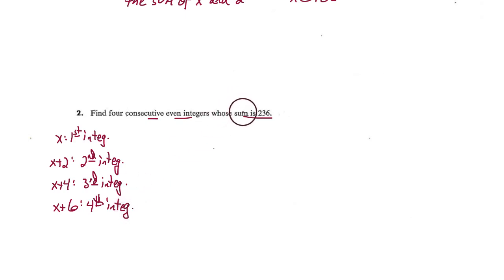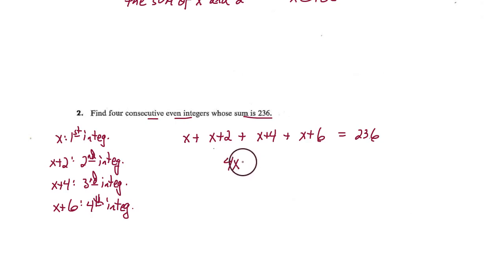We're told that the sum is 236. The word sum means you add them together. X plus x plus 2 plus x plus 4 plus x plus 6 is 236. Now let's solve the equation. First, combine like terms. We have 4x plus 12. Then subtract 12 from both sides. So we have 4x equals 224. Now divide both sides by 4.